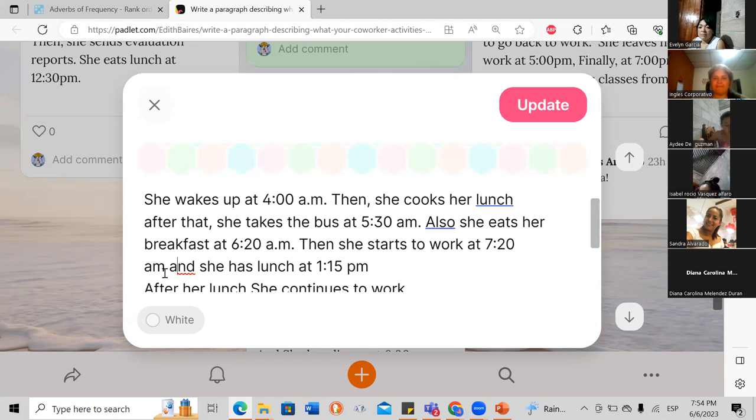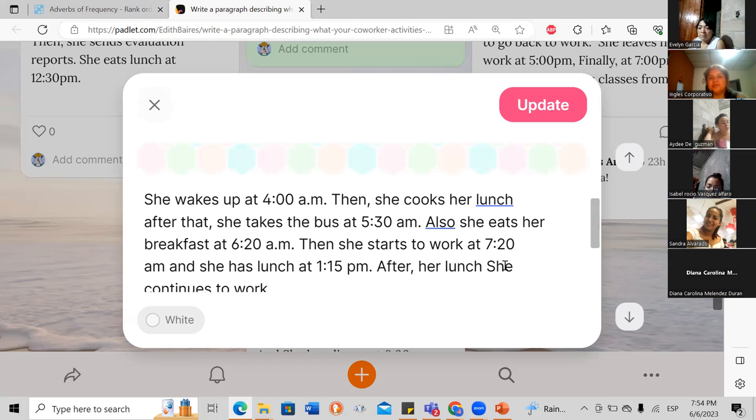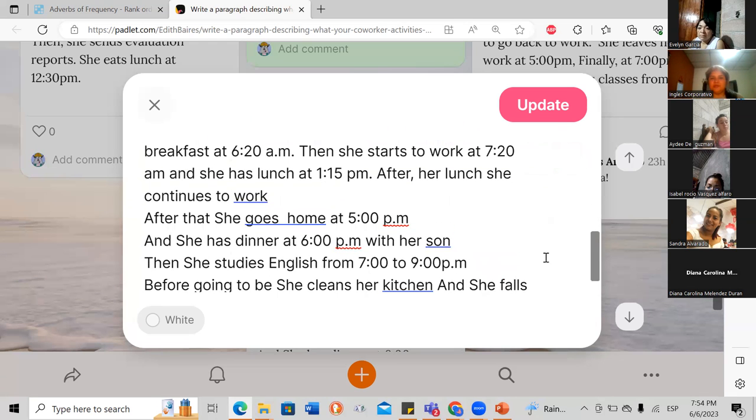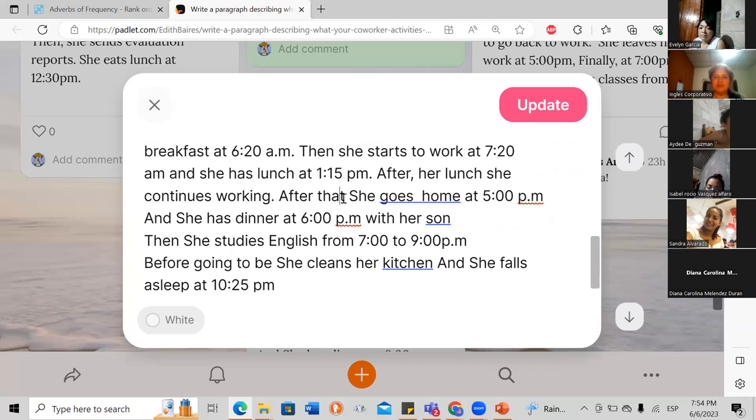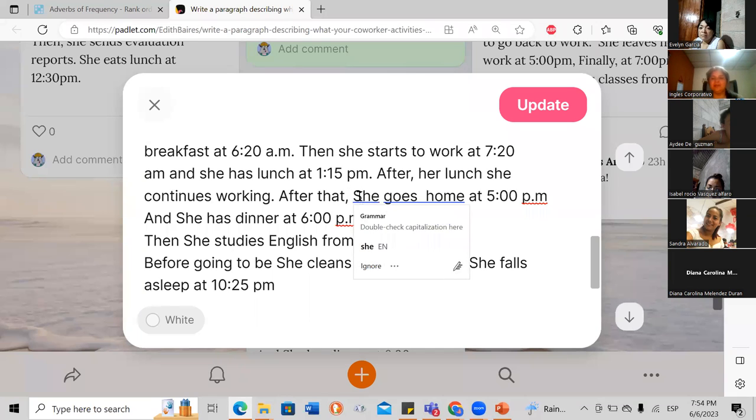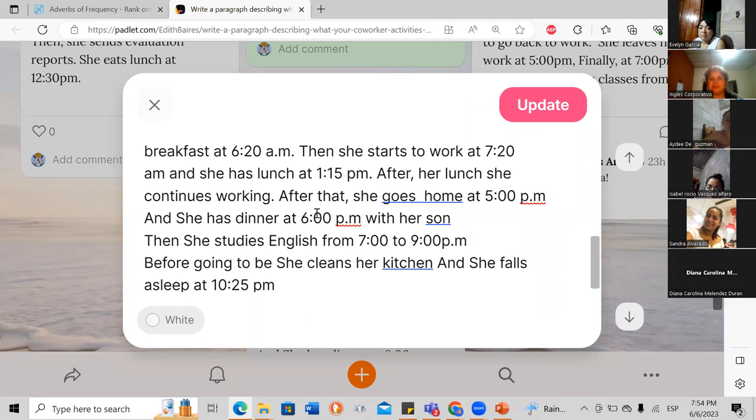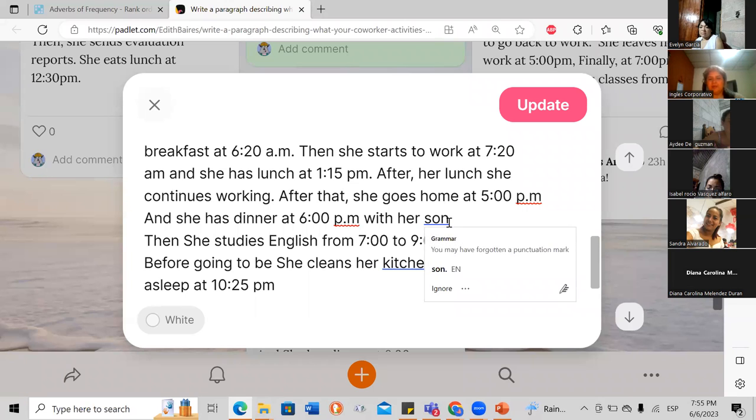And she has lunch at 1:15 p.m. After her lunch, she continues working. After that, okay, aquí estamos usando el mismo linking word, pero está bien, ahorita, pero luego sí vamos a aprender a usar diferentes, no usar el mismo. After that, she goes home at 5 p.m. and she has dinner at 6 p.m. with her son. Okay, very good.